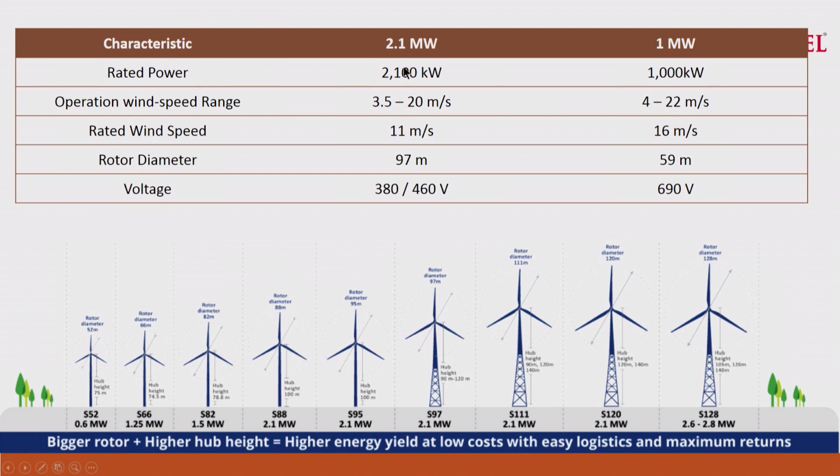Rated power is 2.1 megawatt, and typically for both of these I have given you the operating wind speed range in which they operate. If the wind speed is too low, the 1 megawatt will not even take off. Then the rated wind speed, and the rotor diameter. So, it has to be large. Of course, with a rotor diameter of 97 meters, it has to be mounted at 120 meters or something like that. The voltage is 380 to 460; this is the lower voltage.